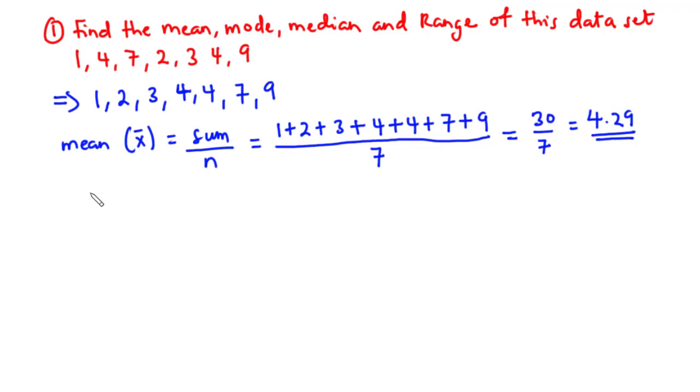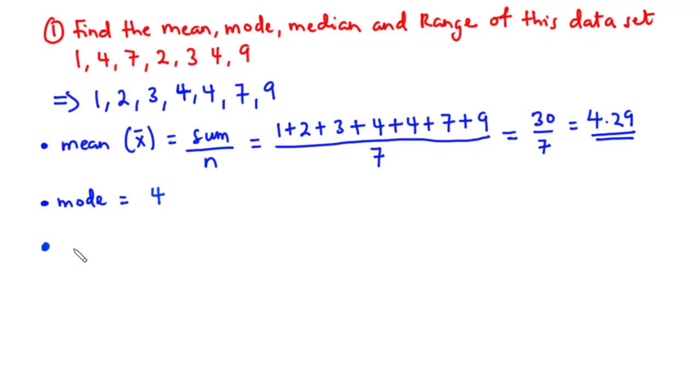Now let's find the mode. So the mode is basically the number that occurs most frequently. So from our data set, let's focus on the one written in blue. From our data set, we realize that 4 occurs most often, 4 occurs twice, and then the other numbers occur only once. So the most occurring number is 4. So the mode for this data set is 4.